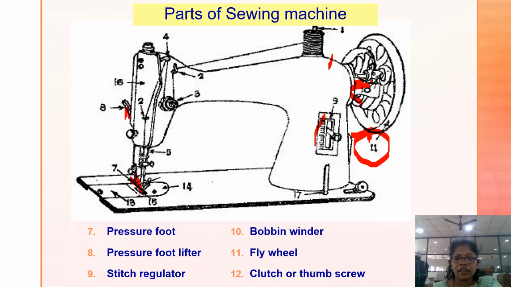If we look at the clutch or thumb screw, generally the thumb screw and clutch will be on the right side of the flywheel. If we observe here, it can be seen on the right side of the machine. Generally it engages and disengages the stitch mechanism.